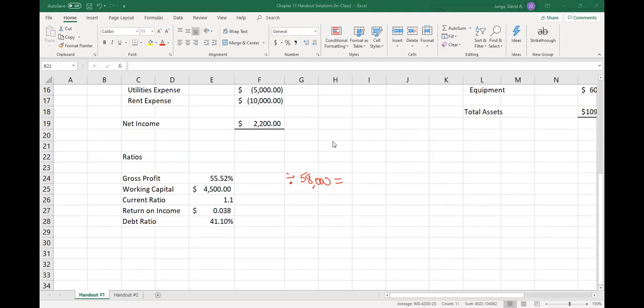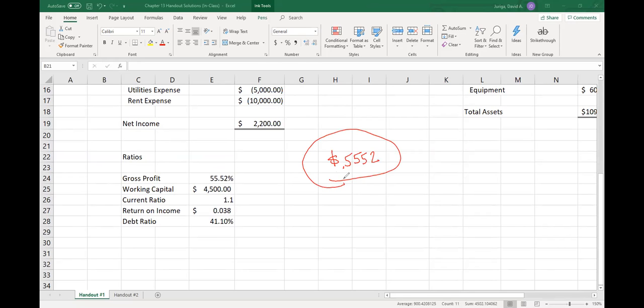In this problem, you got about 55.52%, or some people would look at that in dollar form, 0.5552, which means that if this was a merchandiser, for every dollar of merchandise they sell, they're making 55 cents. Almost 56 cents they get to keep.